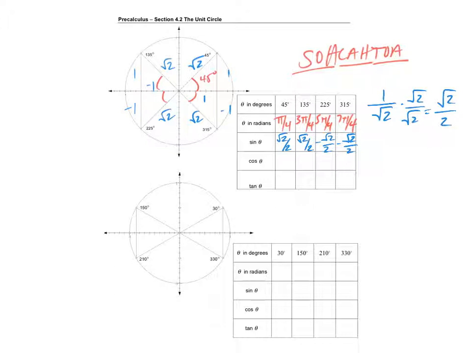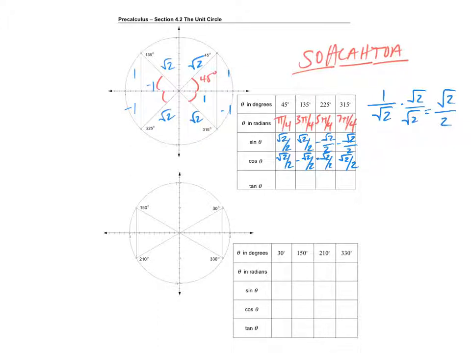When I look at cosine, I'm going to have the same ratio between adjacent and hypotenuse, since the two legs on a right triangle with 45, 45, 90 are the same. But the signs are going to be a little bit different. In quadrant 1 at 45 degrees, it's still going to be positive. But now at 135 degrees, cosine is going to be a negative root 2 over 2. And then in quadrant 3 at 225 degrees, it is negative root 2 over 2. And then in quadrant 4 at 315 degrees, it is a positive root 2 over 2.